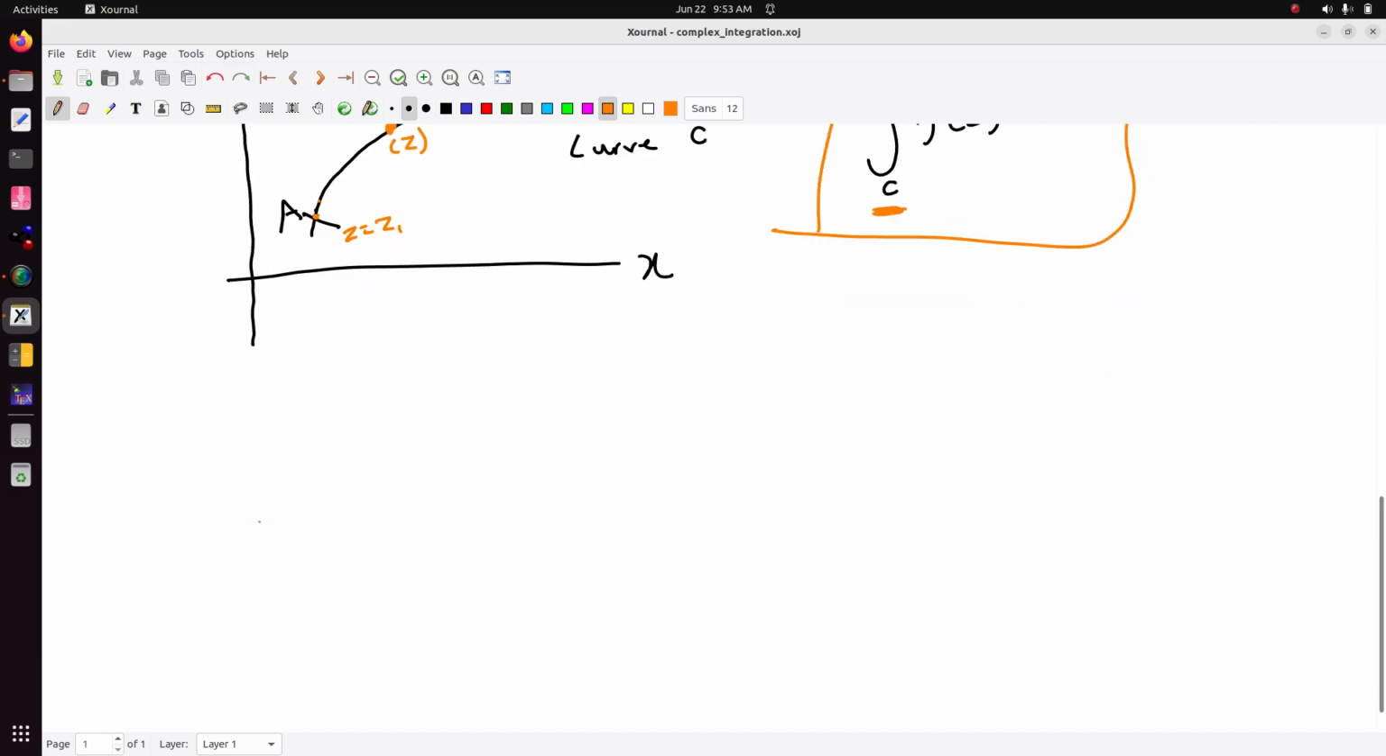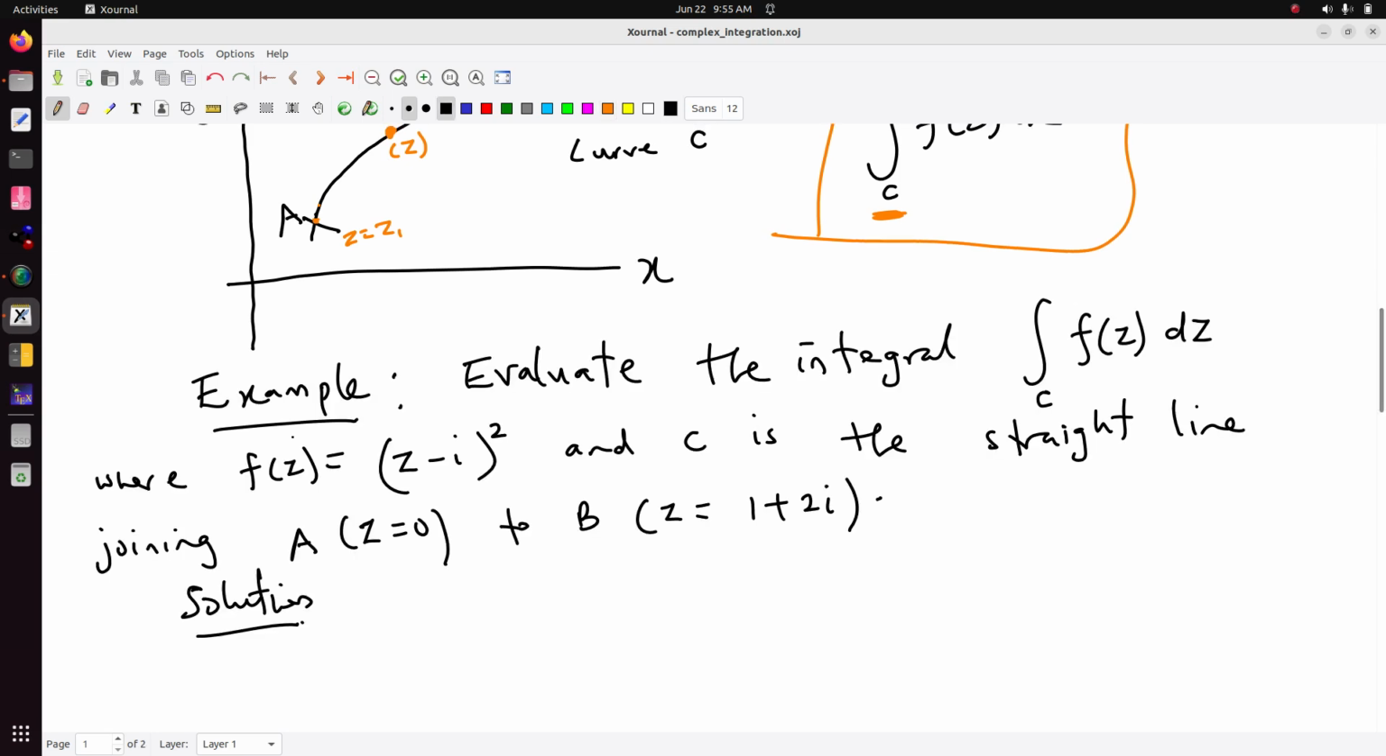Let's take an example. We'll use this example to illustrate the concept. Evaluate the integral of f of z, the complex variable, with respect to z over C. In this case, the curve C is a straight line. The complex variable is f of z equals z minus i, squared. The straight line C runs from A to B, where at point A, z is 0, and at point B, z is 1 plus 2i.